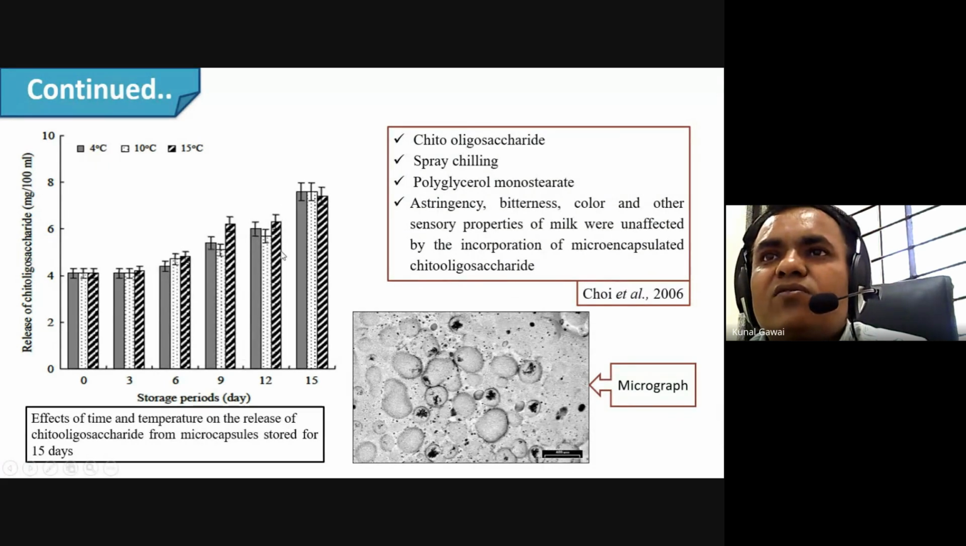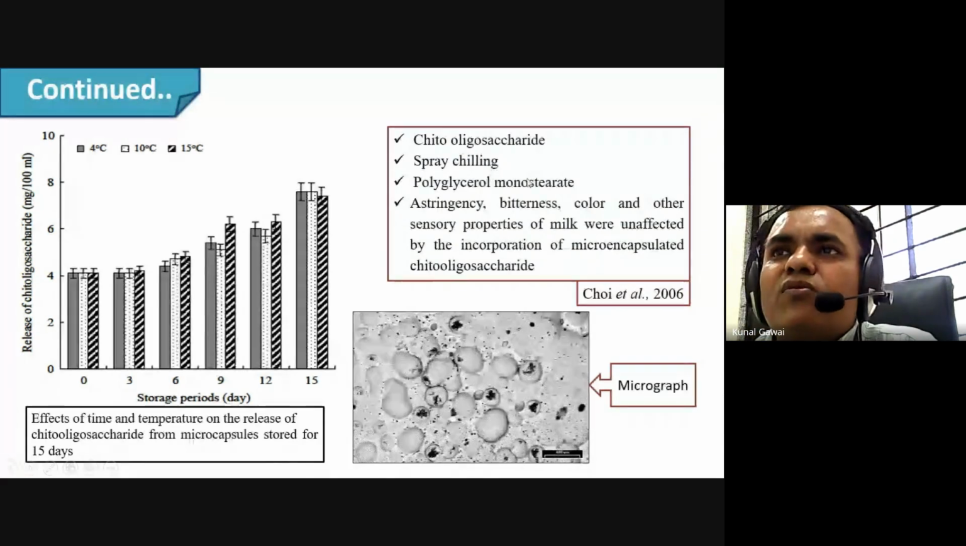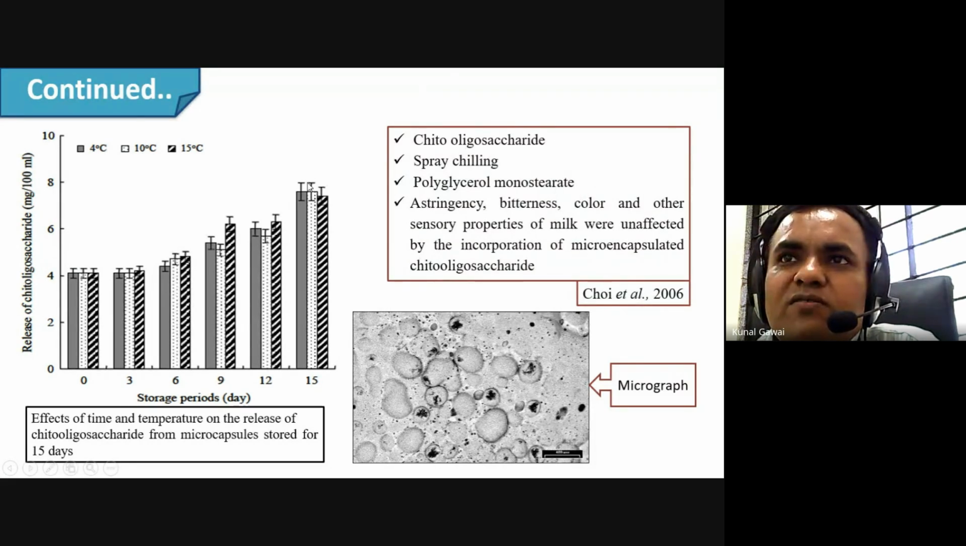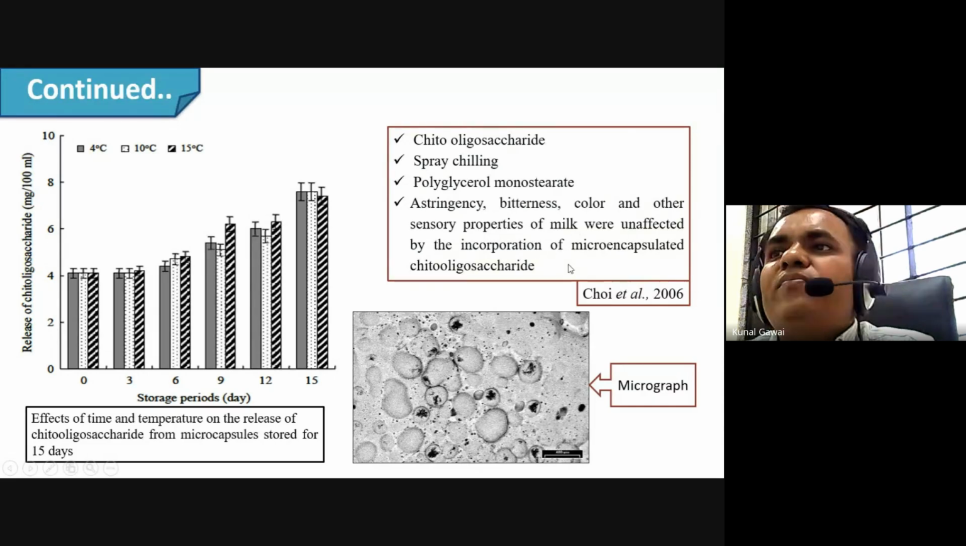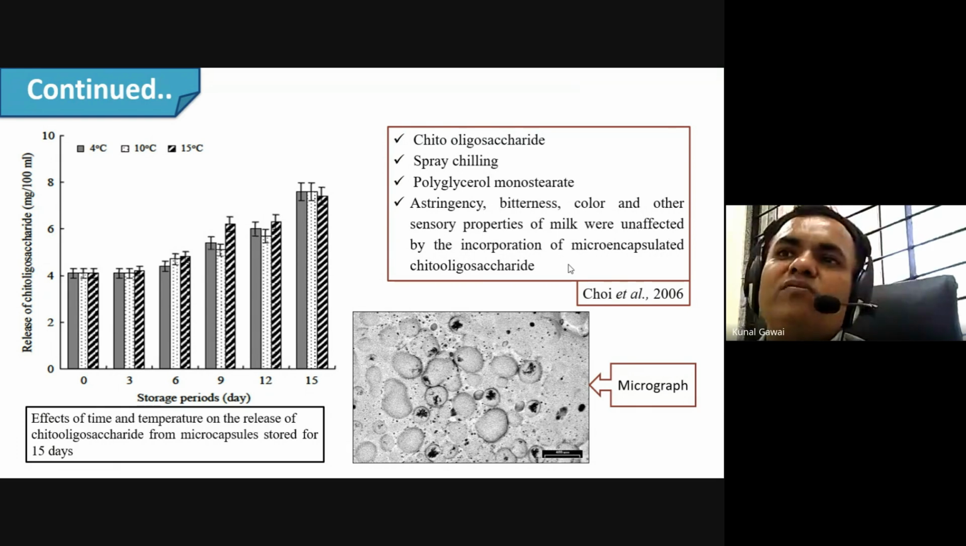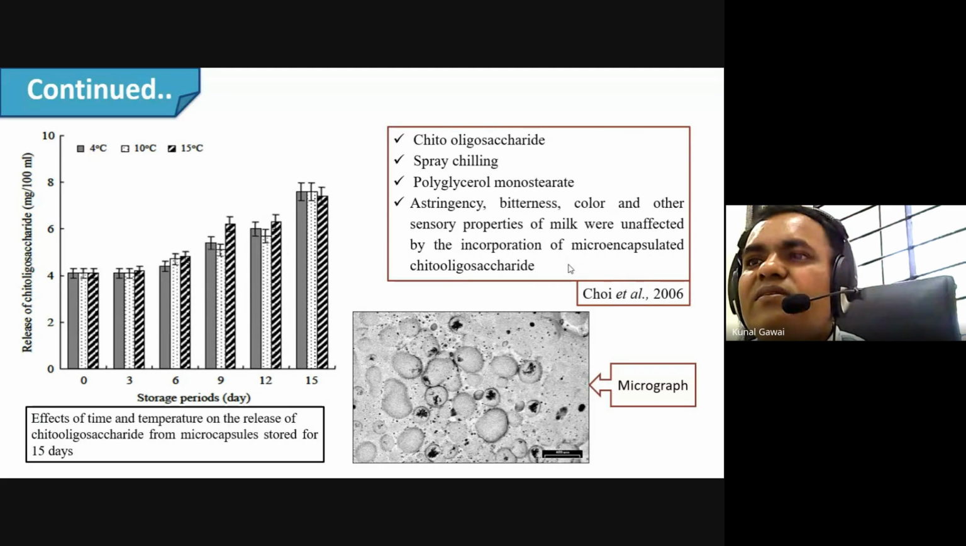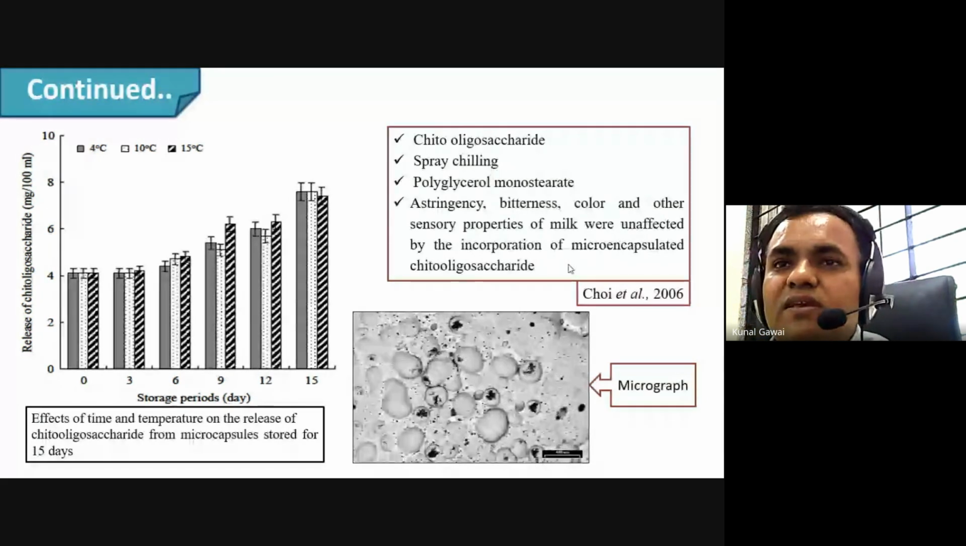Here is a combination of different bioactive components, like chito-oligosaccharide, by spray chilling with polyglycerol monostearate, and they observed that the astringency, bitterness, color, and other sensory properties of the milk were unaffected by the incorporation of microencapsulated chito-oligosaccharides. This study was performed up to 15 days, and after 15 days also the rate of release of the chito-oligosaccharide was quite significant. In this way we can plan such types of experiments.